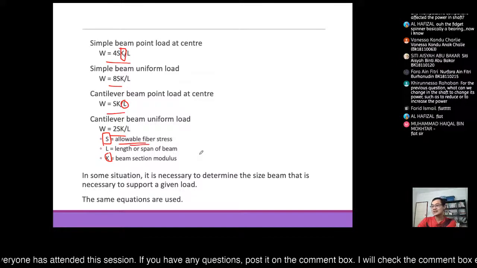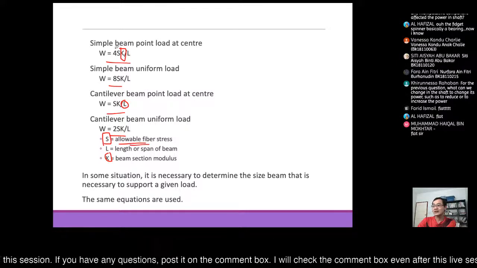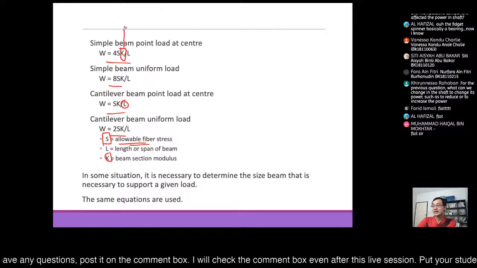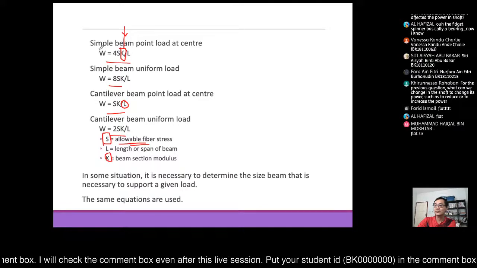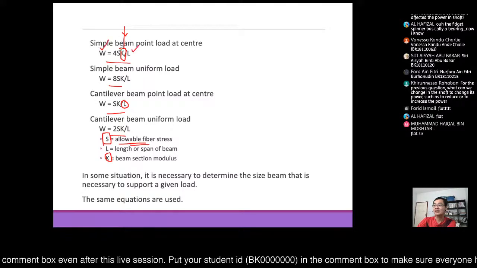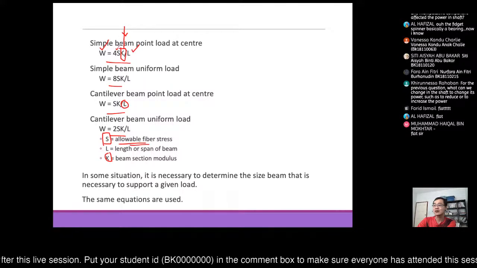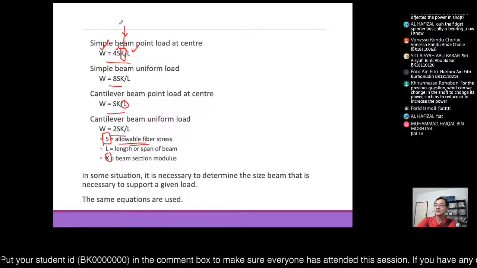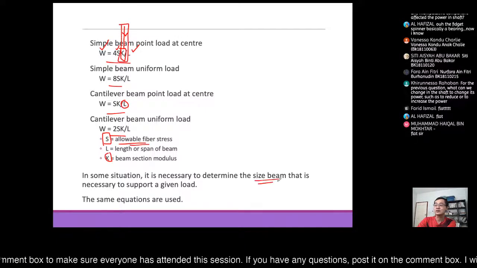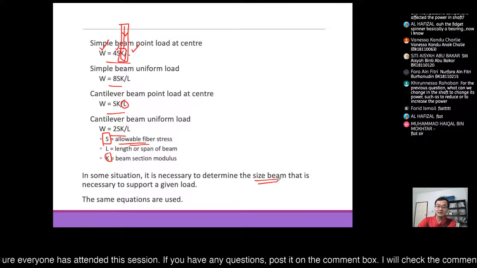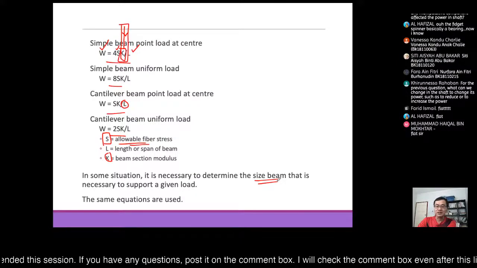Okay, in that case, if you want to identify the size of the beam, then we have to look into this section's modulus. If we know this part, we know the length, and we know, let's say, the fiber type, then we have to identify this K, and this K will tell us the size of the beam, the minimum one that we can use.